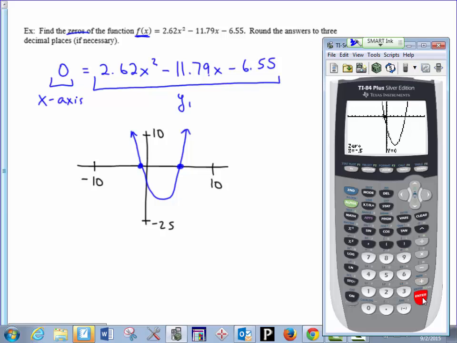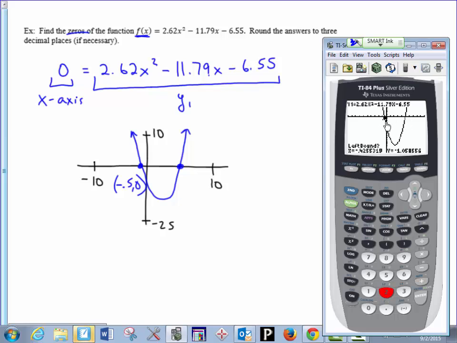Okay, this problem wants us to round the answers to 3 decimal places, and then it says if necessary. You'll see in this case your zero is actually an exact amount, which is negative a half. So I'll label that as negative 0.5, comma 0. Let's go find the other one, the one to the right. So you'll do second, trace, option number 2, zero. Now I'm interested in finding this one.